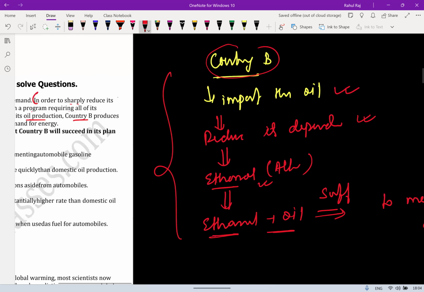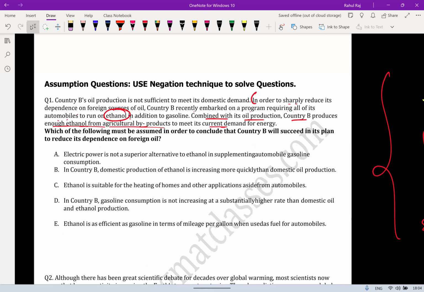Oh, Rahul. Perfect. Now see here, the question says, which of the following must be assumed in order to conclude that country B will succeed in its plan to reduce the dependence on oil? Now, there are some questions where the conclusion is given to you in the question only. Here, the conclusion is given to you in the question. In order to conclude that country B will succeed in its plan to reduce its dependence on foreign sources of oil, it means, what is the plan? Oil plus ethanol is sufficient to meet the current demand.